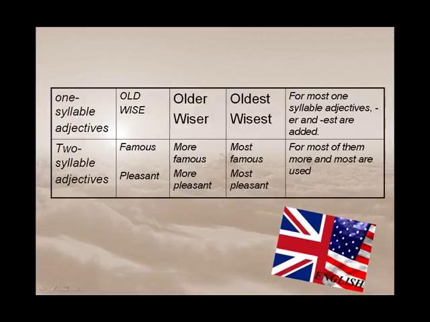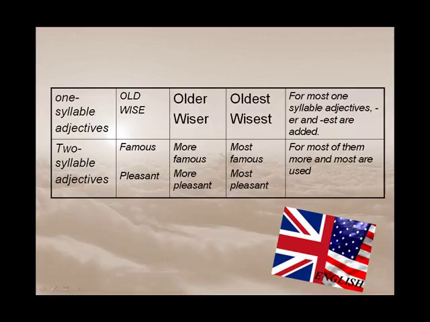To use the comparative or the superlative, we have to classify the adjectives in different groups, because in this case they are divided by syllables, and there are different uses for different kinds of groups. For instance, one-syllable adjectives use -er and -est. They do not use more and most. For instance, we say old, older, oldest; wise, wiser, wisest.